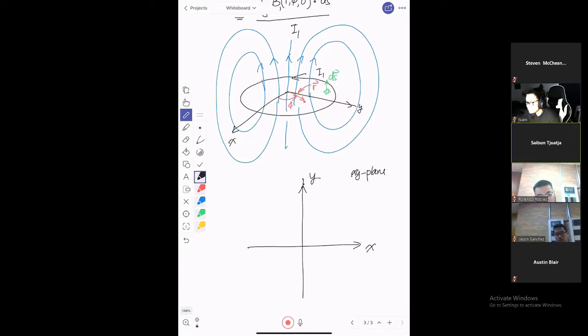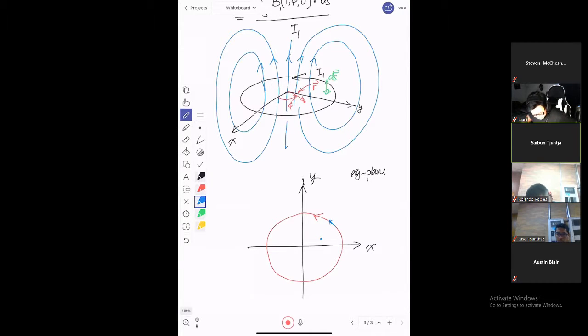Now I have my current. The current is going around like this. This is my current. Now let's suppose I want to find the field at this location. Let's pick a field point at this location. I want to find out what's the field at this location due to some differential element here.